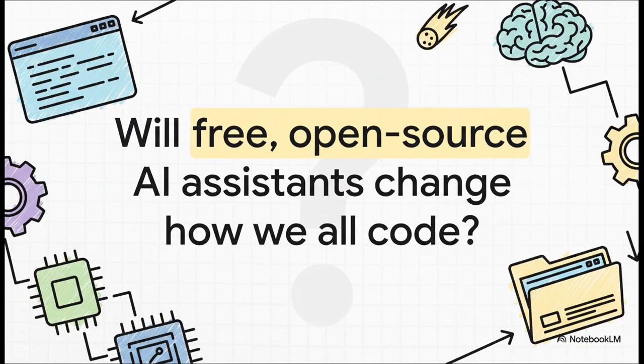So this whole thing leaves us with a pretty fascinating question for the future, right? As these unbelievably powerful, free and open AI assistants just become normal, how is that going to fundamentally change the way we all write code, debug our work, and even think about building software? It really feels like we're standing on the edge of a major shift.